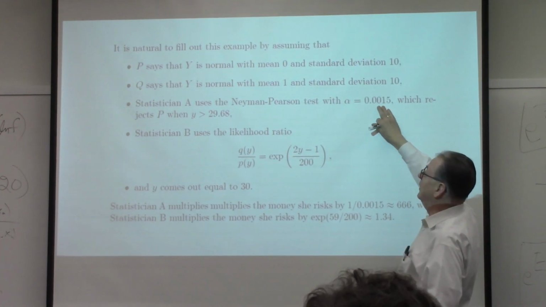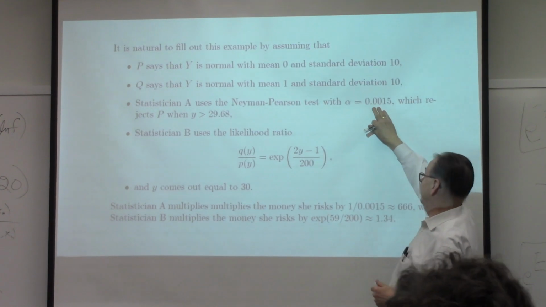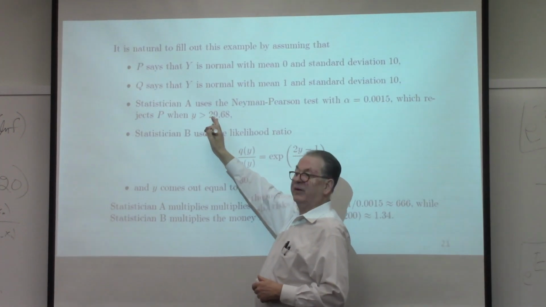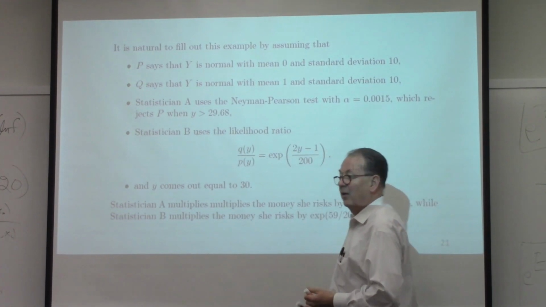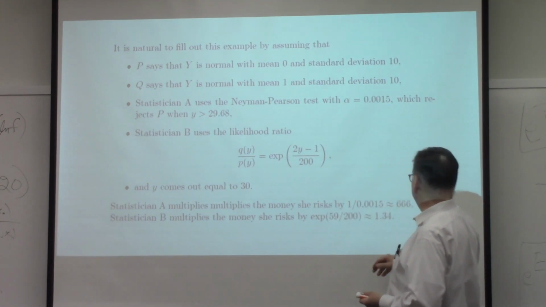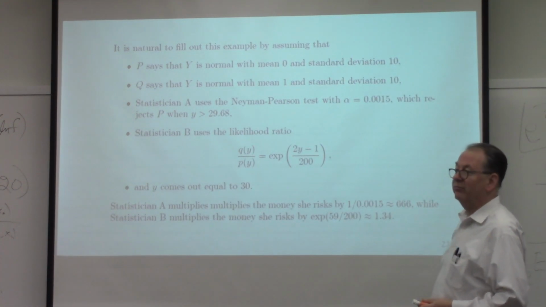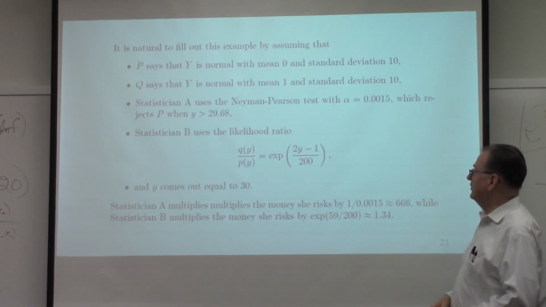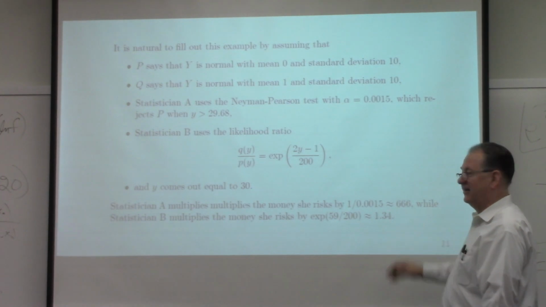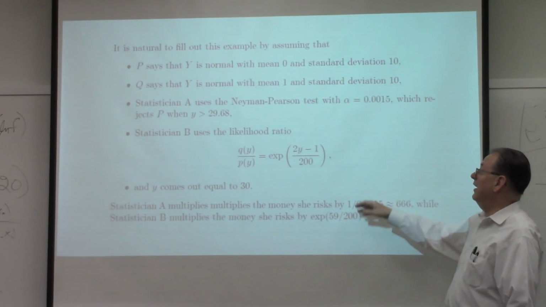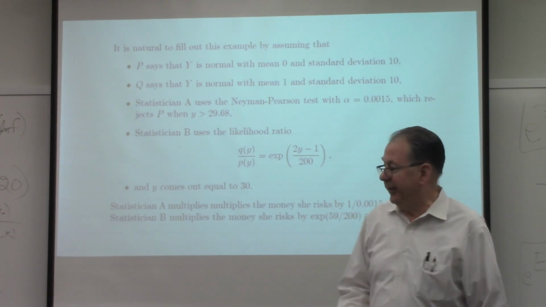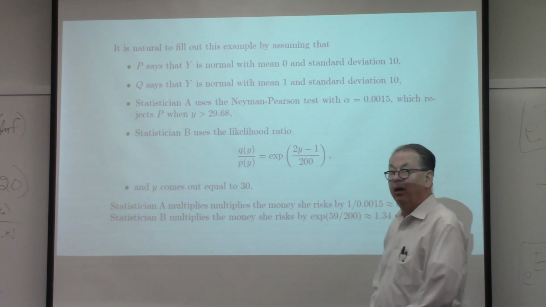Even if his significance level is this small, you'll still reject when y is bigger than 30, so he rejects. What is the likelihood ratio? The likelihood ratio is this, and it comes out to 1.34. So statistician A, who uses a Neyman-Pearson all-or-nothing test, multiplies his money by 666. The guy that bets by the likelihood ratio multiplies his money by 1.34.